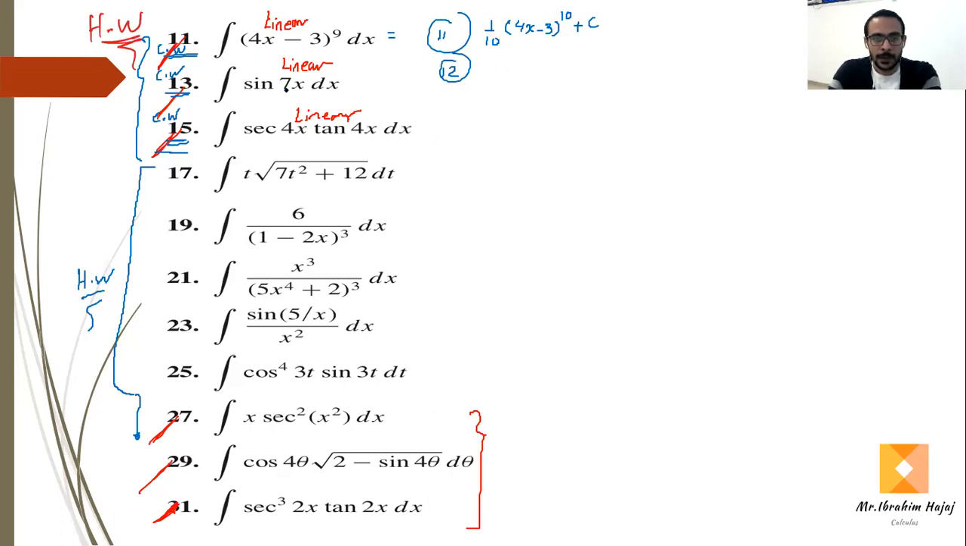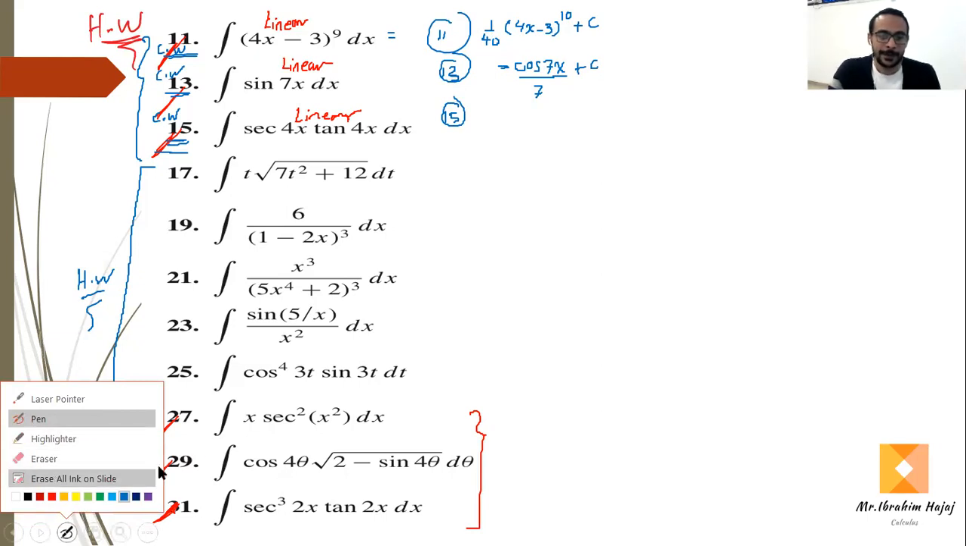Number 13. Yes, Elias, without using the substitution method, what's the integral of sine 7x dx? Yes, Mr. The integral is negative cosine 7x plus c, over all 7. Number 15. Number 11 is over 10 or over 40? Over 40, yes, over 10 times 4. We forgot to divide by 4 also. Thanks a lot.